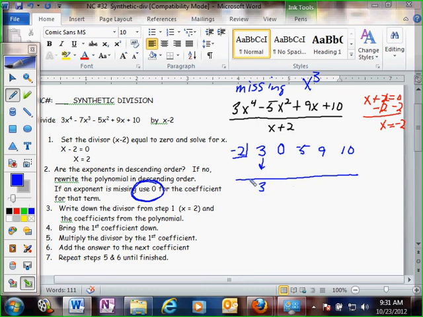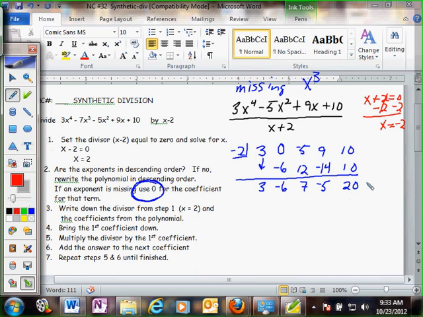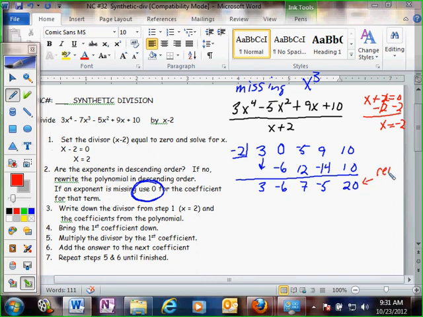Draw my line, bring down my leading coefficient, and I'm ready to begin my multiplication and combining. So -2 times 3 is -6. It goes here. When I combine 0 and -6, I get -6. -2 times -6 is +12. When I combine -5 and +12, I get +7. -2 times +7 is -14. When I combine +9 and -14, I get -5. -2 times -5 is +10. When I combine +10 and +10, I get 20. And recall that this last number is my remainder.